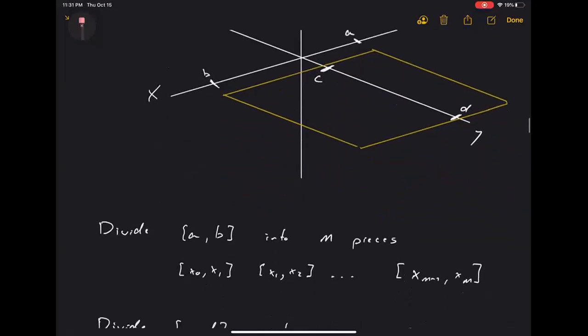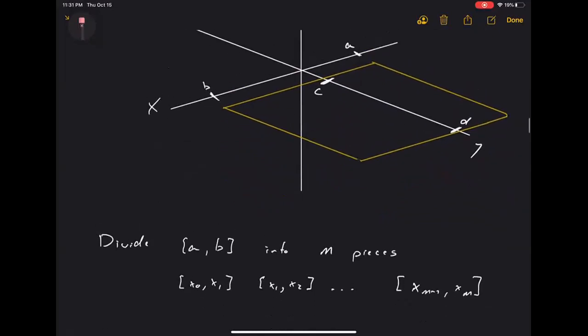Okay, I'm going to divide, let's look at just this x-axis here. And we don't even have to think about that rectangular domain. Just think about this x-axis here between A and B. I'm going to chop that up into m pieces. And let's just assume they're all of the same width. Okay, so I'm going to chop this up into a bunch of pieces.